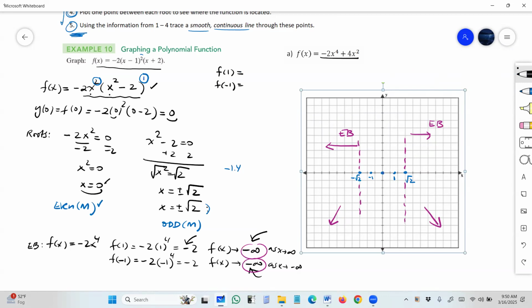Obviously I'm going to use this format: -2 times 1 to the fourth, plus 4 times 1 squared. So 1 to the fourth is obviously 1, times -2 is -2, plus 1 squared is 1, times 4 is 4, so 2. Let's say that 2 is right here. I am going to delete this information. We don't need it anymore.